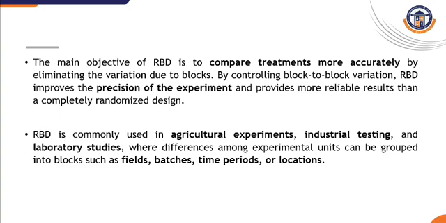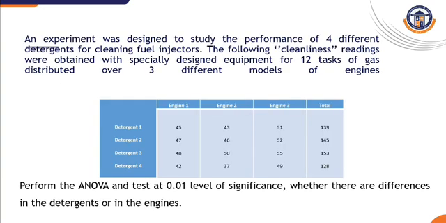The randomized block design is commonly used in agricultural experiments, industrial testing, and laboratory studies, where the differences among experimental units can be grouped into blocks such as fields, batches, time periods, or locations. We will apply this randomized block design. So now we see one example problem.